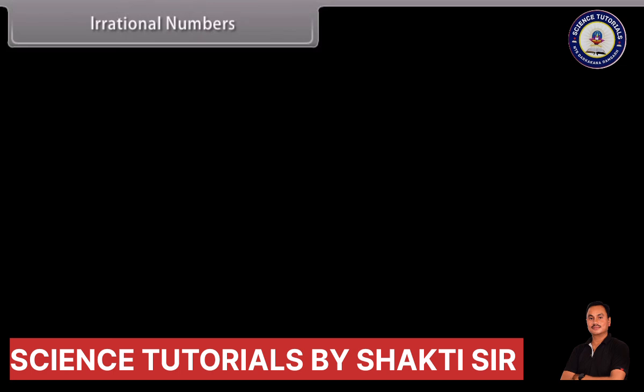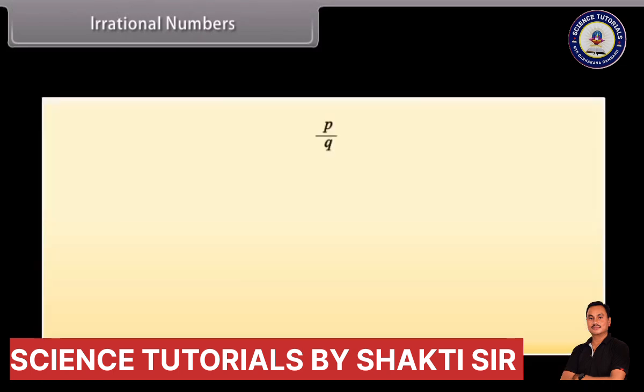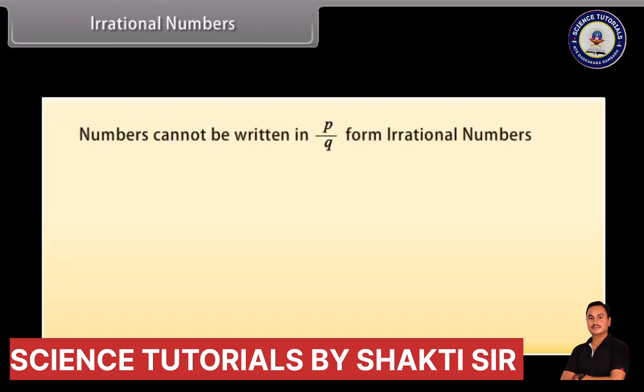Irrational numbers. You must be wondering if there are such numbers which are not in the form of p by q. Yes, there are numbers which cannot be written in the form p by q. Those numbers are called irrational numbers. For example, square root 2, square root 3, square root 7, 0.10110111011110, and so on, pi, and so on.